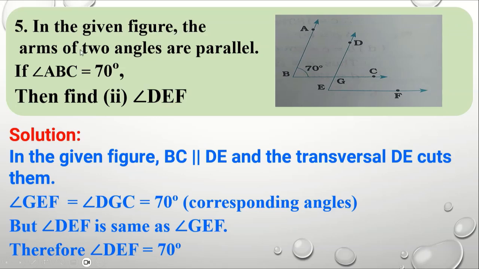In the given figure, the arms of two angles are parallel. If angle ABC equals 70 degrees, then find the second, that is DEF. So in the given figure, BC is parallel to DE and the transversal DE cuts them. Angle GEF equals angle DGC, that is 70 degrees, because they are corresponding angles. But angle DEF is the same as angle GEF. Therefore DEF equals 70 degrees.